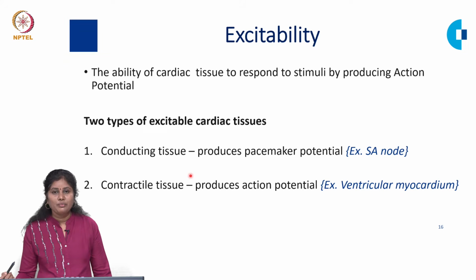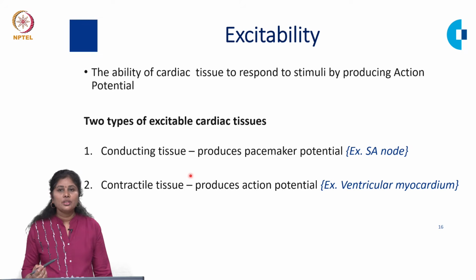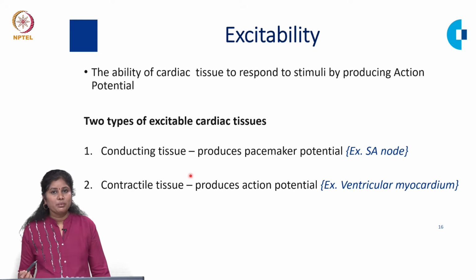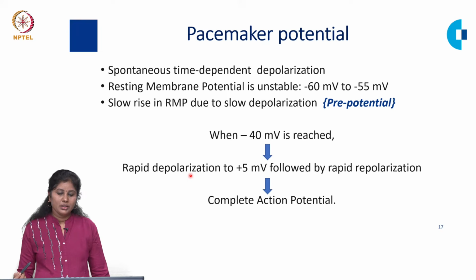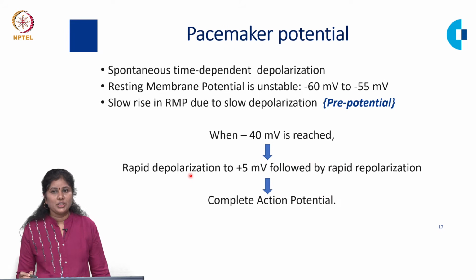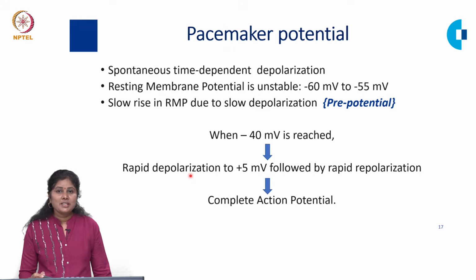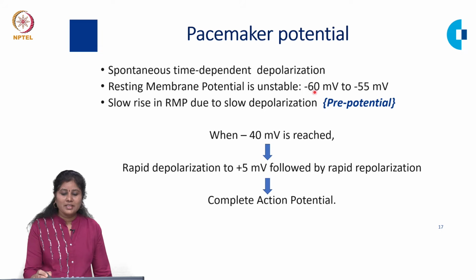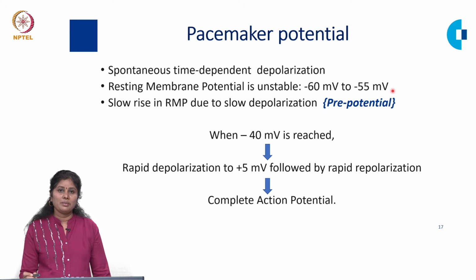Example is the SA node. Other one is a contractile tissue which produces a true action potential as seen in the ventricular myocardium. What is this pacemaker potential? Here spontaneous time dependent depolarization occurs, but the pacemaker cells show an unstable resting membrane potential. The resting membrane potential ranges from -65 to -55 millivolts.